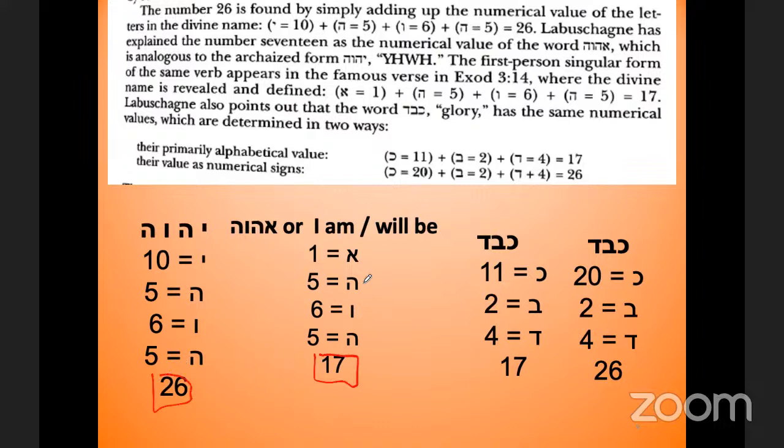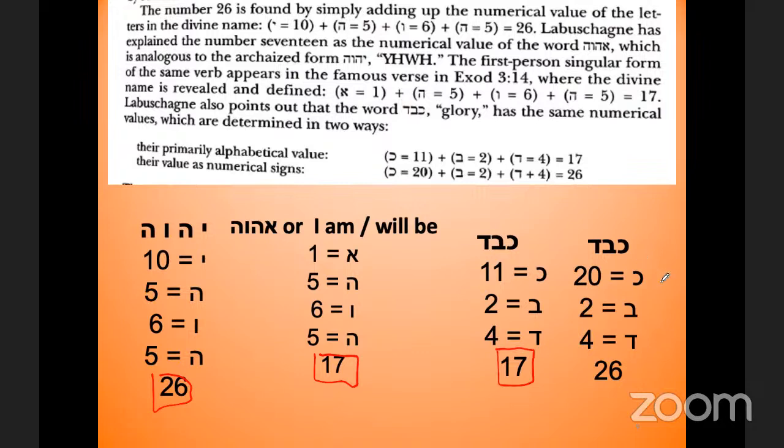So 17 and 26. And we end up with the word kavod, because glory has the same numerical values as the divine name, the I am of the divine name. So Kaf, and you see there's 2 forms. Kaf is 11. Remember we said Yud is 10. Kaf comes after Yud, so 11. Bet is 2. Dalet is 4, and we end up with 17.